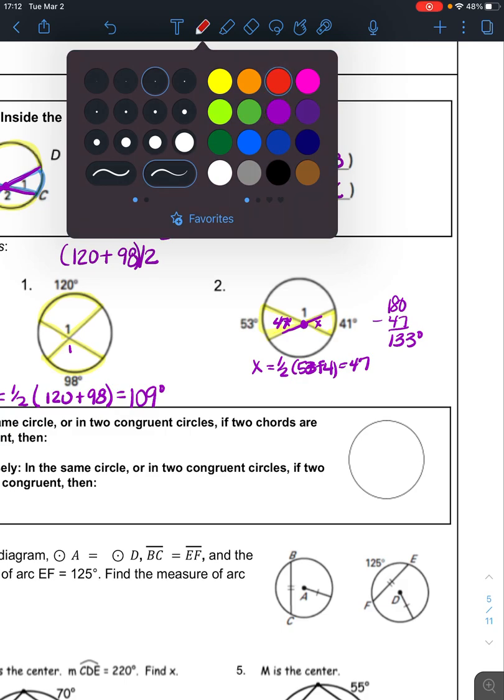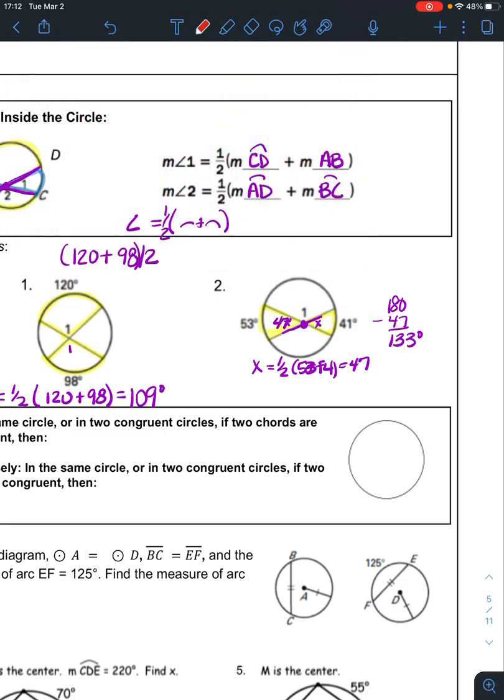Now, there's another way to think of it, if this helps too. 53 and 41 add up to be 94. So if I take 360 minus 94, that would give me the other two angles.